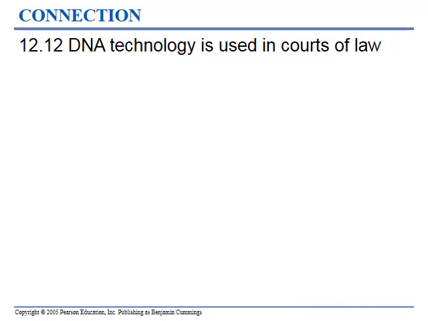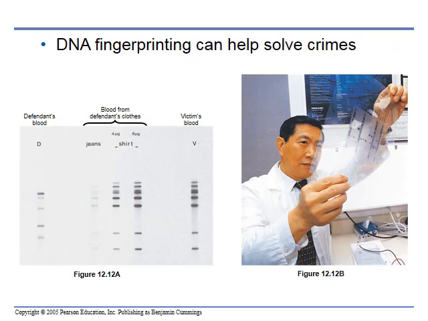All right? DNA technology is now commonly used in courts of law. That, like I said earlier, didn't used to be the case. It is very, very common now. Okay? How do we do that? Well, we can do DNA fingerprinting to help solve crimes. We take a few different markers that they look for, a couple different alleles, and see if the defendant and the victim or the suspect, whoever they're looking at, match those markers.